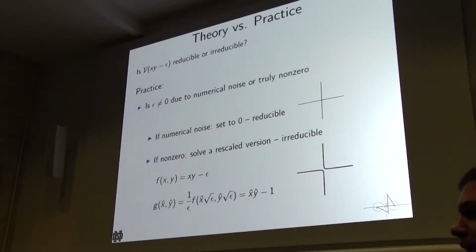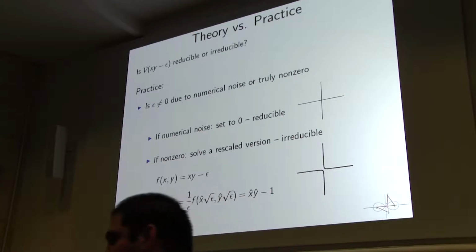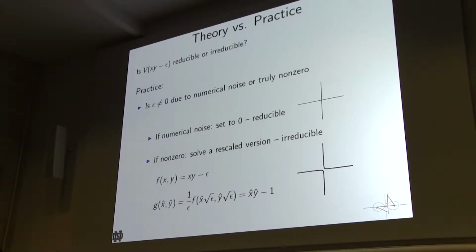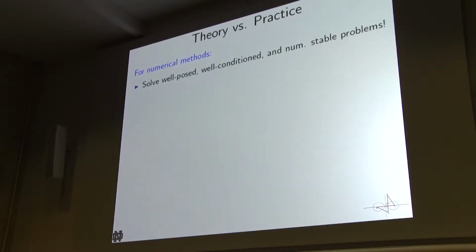If it's non-zero, that means you can divide by it. And so what you should do is you should rescale your system. You can divide by epsilon and now add new coordinates that just rescale your original ones, and you get xy minus 1. Now you see that this is clearly irreducible. So you turn your ill-posed problem into nice, well-posed things. But this requires users to think.